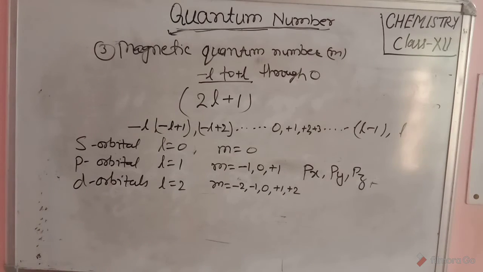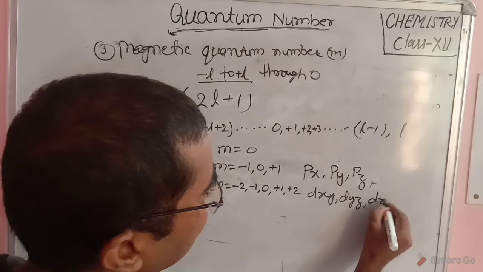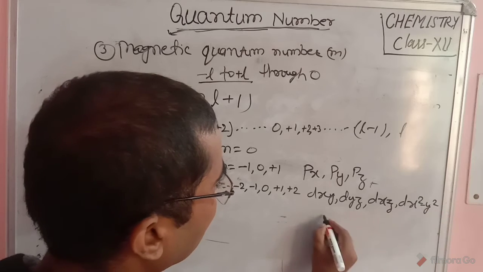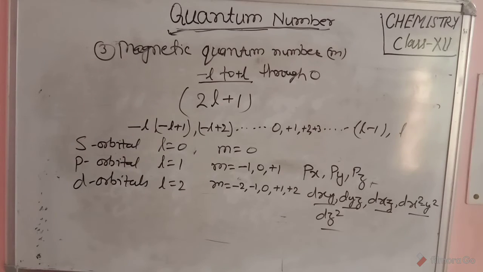There are 5 values. It means 5 orientations are possible. What are they? In these 5 orientations, that is dxy, dyz, dxz, dx square minus y square and dz square. 5 orientations are possible. It depends upon the value of n. That's why the 5 degenerate orbitals we are writing first dxy, dyz, dxz, dx square minus y square and dz square.